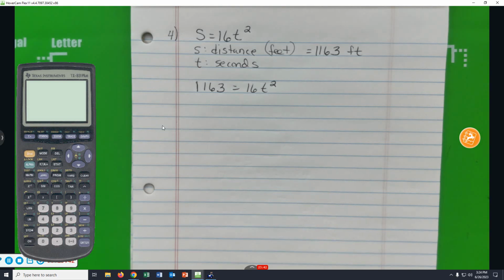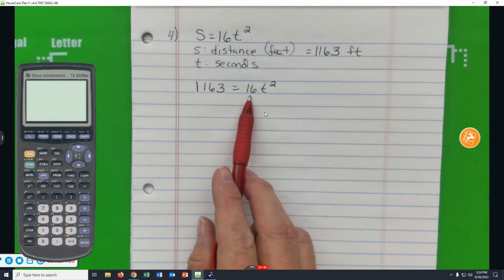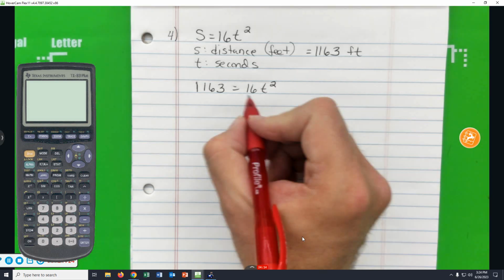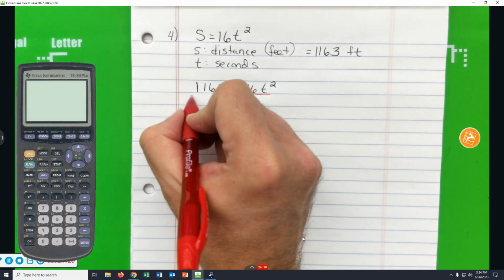I think this is tailor-made for the square root method. Those of you that like the square term by itself on the other side, we could just rewrite it, flip-flop the sides. 16t squared equals 1,163. Or do you just leave it like that? If you're going to use the square root method, what's being squared here? Is 16 being squared? No, just the t. So get rid of that 16 by doing what? Do we subtract or divide? You divide. That's correct.